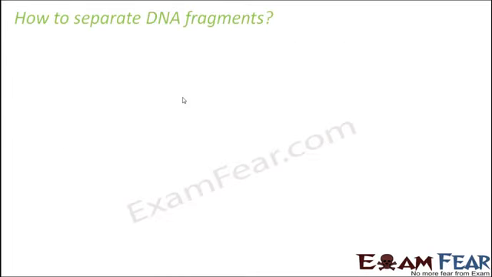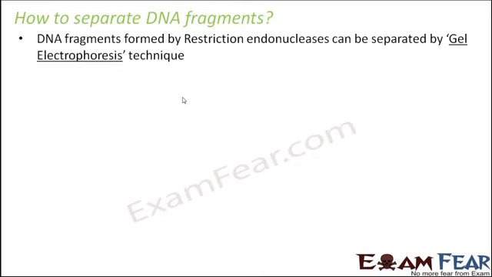So now we will try to understand how do we separate the DNA fragments. Now there will be so many fragments. First of all we have to separate the DNA fragments, then those DNA fragments should be visible to us so that we are able to select from those fragments. So let us see how do we do that. DNA fragments formed by restriction endonucleases can be separated by a technique called gel electrophoresis.